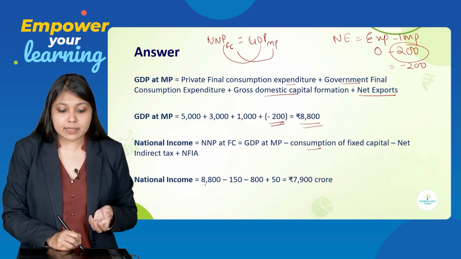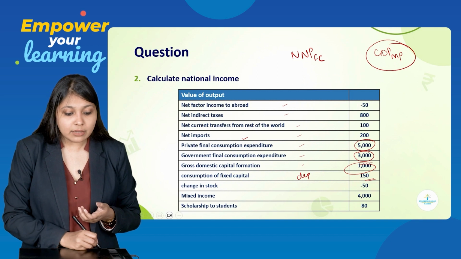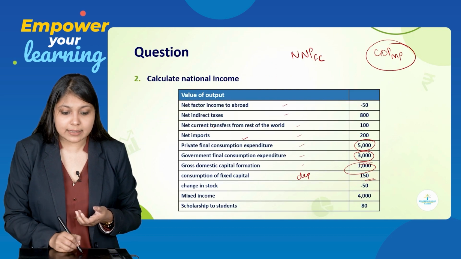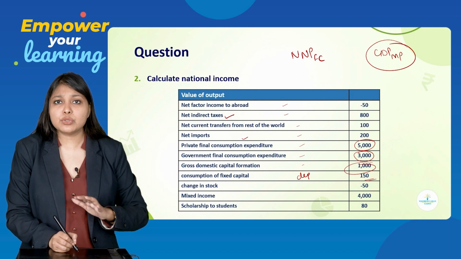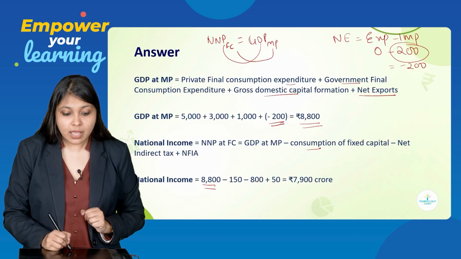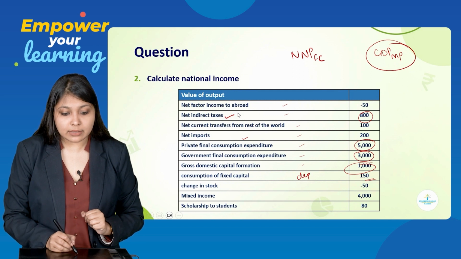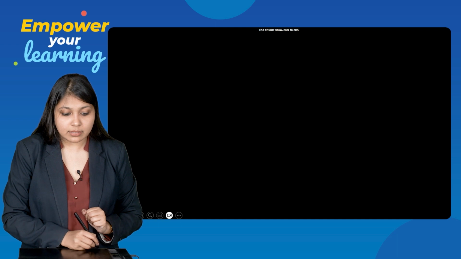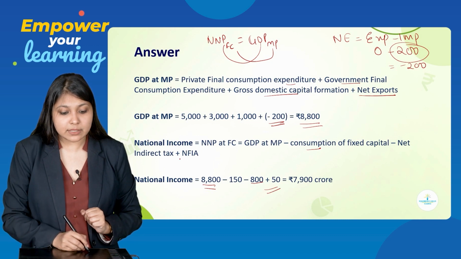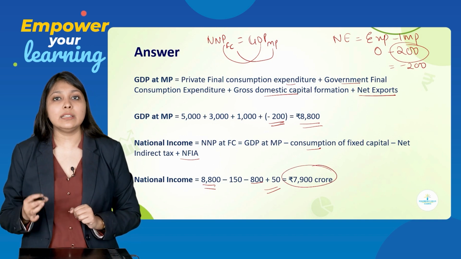So, GDP at MP is 8,800 minus consumption of fixed capital, that is depreciation, given to us as 150, minus net indirect taxes. Net indirect taxes are also given to us directly. So you don't have to use the formula indirect taxes minus subsidies. Directly put the term 800. So 800, minus, plus NFIA. So NFIA is how much? NFIA is net factor income to abroad, minus 50. So plus minus becomes plus; you have to do the plus. So plus 50. After doing all of these, you get the answer as 7,900 crore.